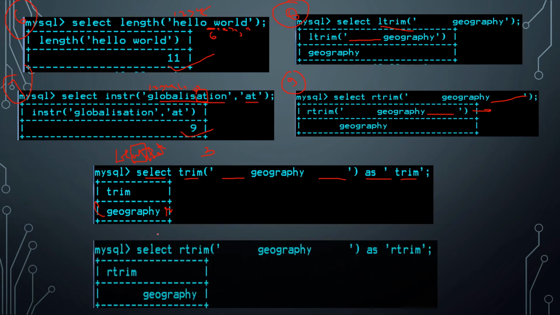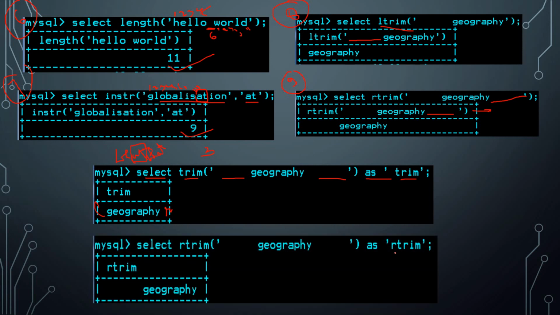Same case with R trim. You can see here I am using R trim, so these spaces are not here. The right hand side spaces are removed, only the left spaces are there. So trim is our next function that is used to remove the leading and trailing spaces both.